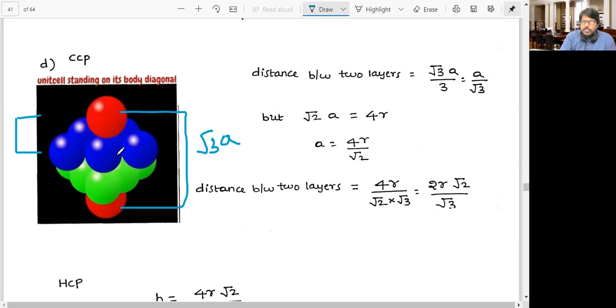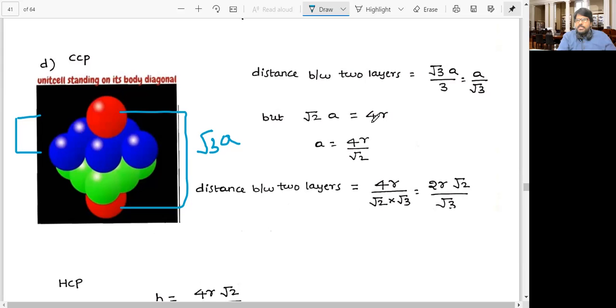And the distance between two consecutive layers is 1/3 of the body diagonal. 1/3 of the body diagonal means root 3a by 3, that is a by root 3. But which unit cell is it? CCP. In case of CCP, root 2a is equal to 4r. And I'm writing the distance between two layers in terms of radius so that we can compare, because according to the question, he's saying the radius of the atom is the same.